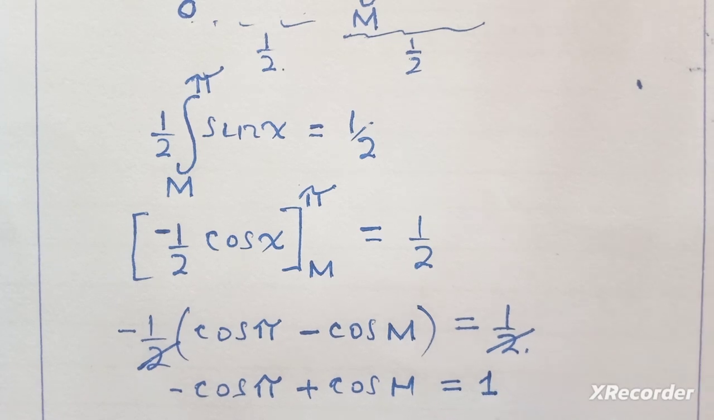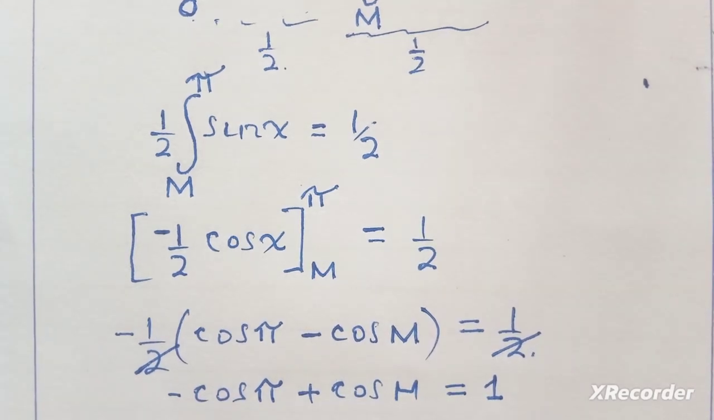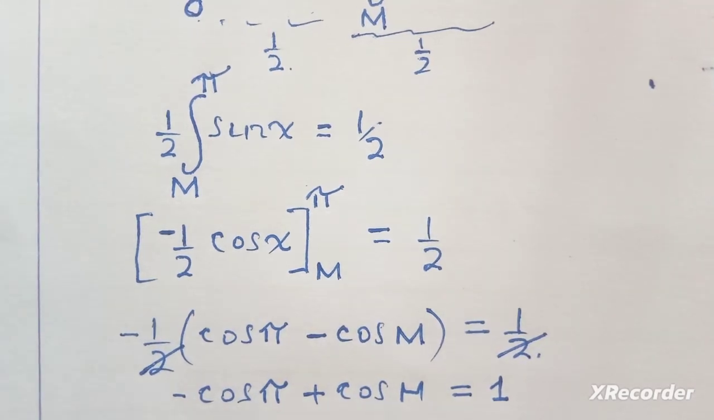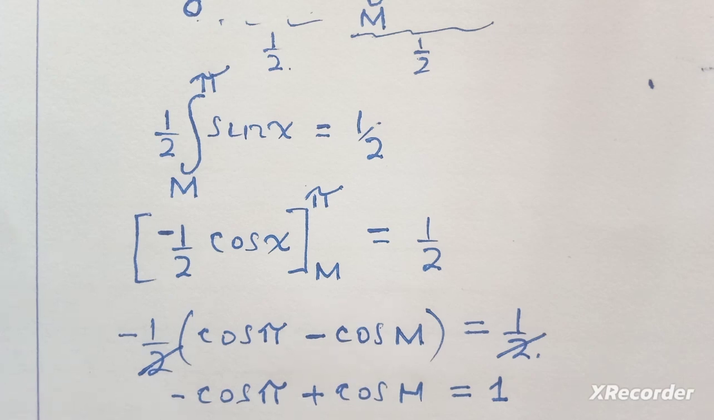So let's look for cos pi and see what we get. Cos pi we know is supposed to be, pi is supposed to be 180.